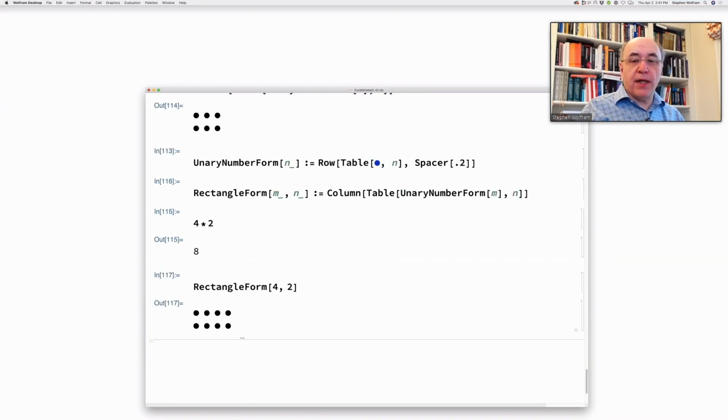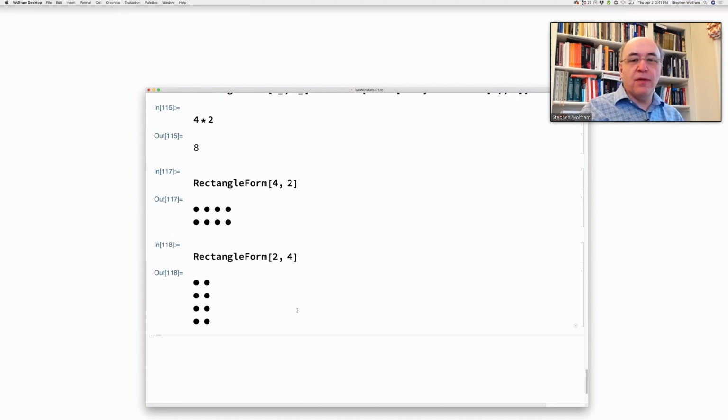What's another way to make 8? We could make it as 2 times 4, 4 times 2. We could also make it as 2 times 2 times 2. But let's just think about it in terms of pairs of numbers.